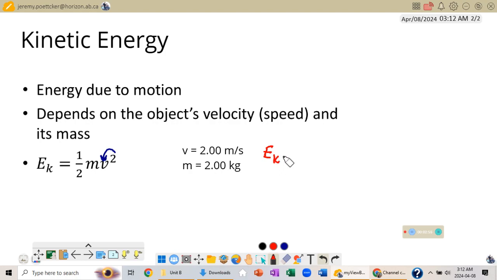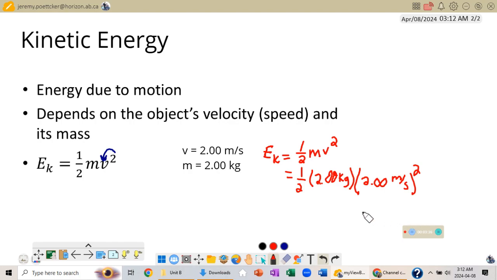So if this is example 1, and I'm obviously picking nice numbers on purpose, EK, I'm starting with an easy one, is equal to 1/2 times m times v squared. EK then is equal to 1/2 times 2.00 kilograms multiplied by 2.00 meters per second, and that part is squared.